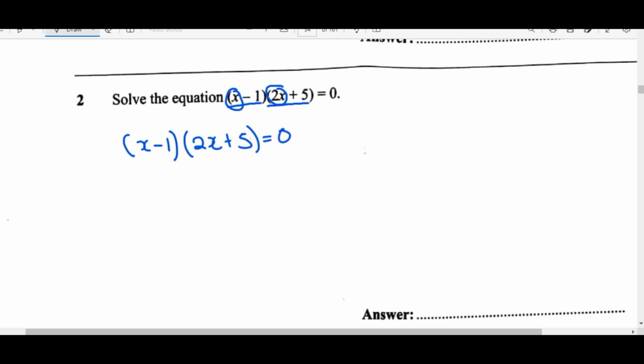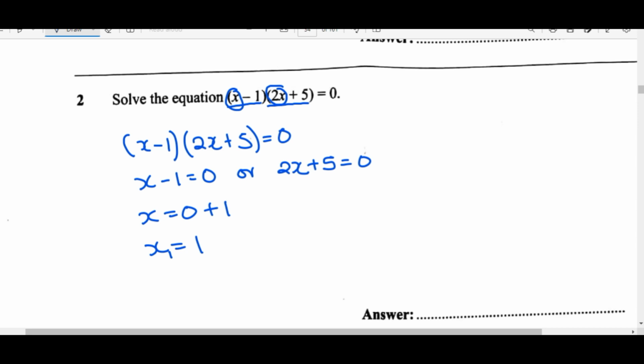Now what are you supposed to do here? You say x minus 1 is equal to 0, or 2x plus 5 is equal to 0. We're going to solve for x here. We would say x is equal to 0 plus 1, so x is equal to 1. So you have to indicate this is x1, and then let us move to this.